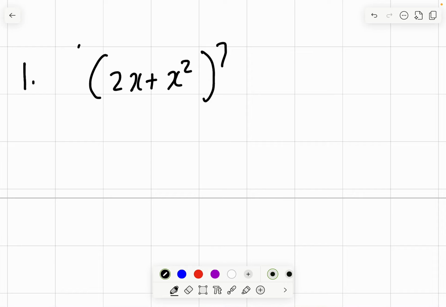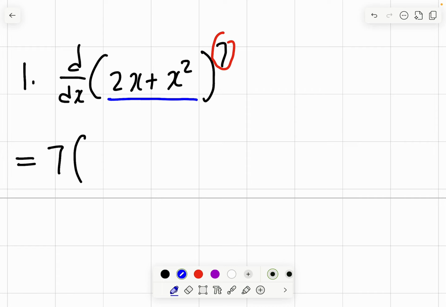You are going to say d over dx, because you are deriving with respect to x. Then you say equal sign. First thing first, you take the 7 and you drop it. You keep the inner function. You say 2x plus x squared. Therefore, you subtract 1 from that 7. You say 7 minus 1.